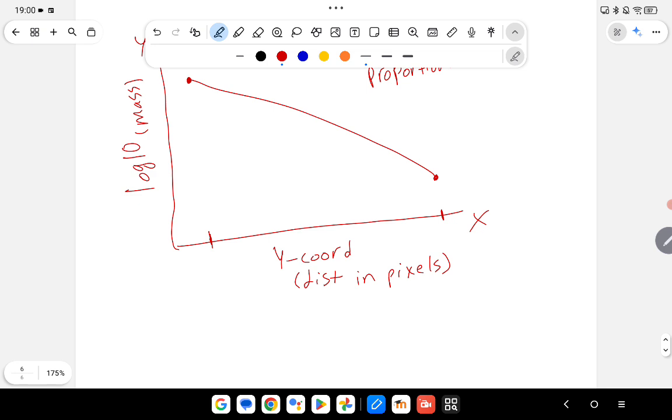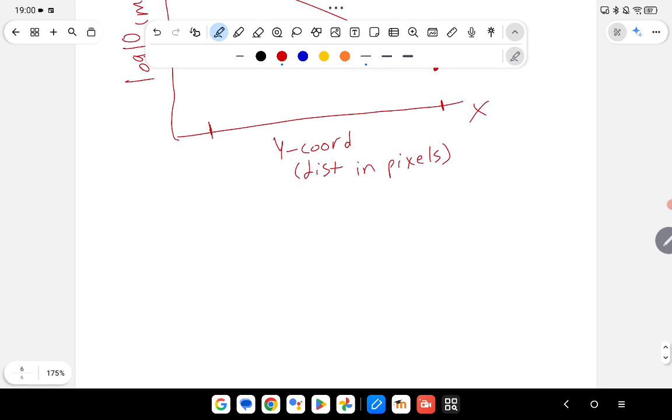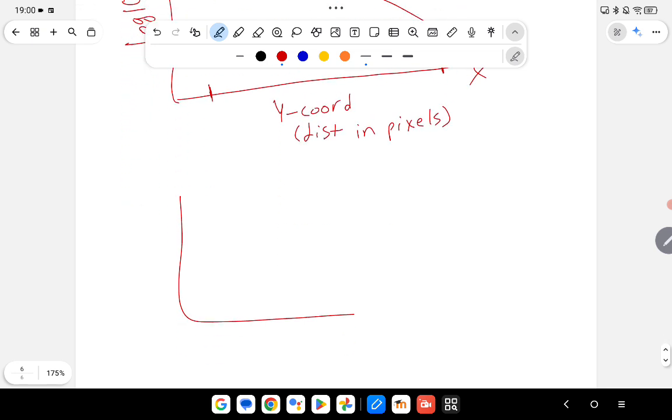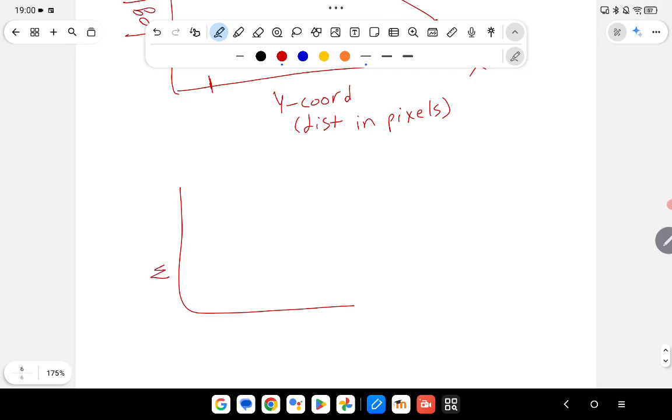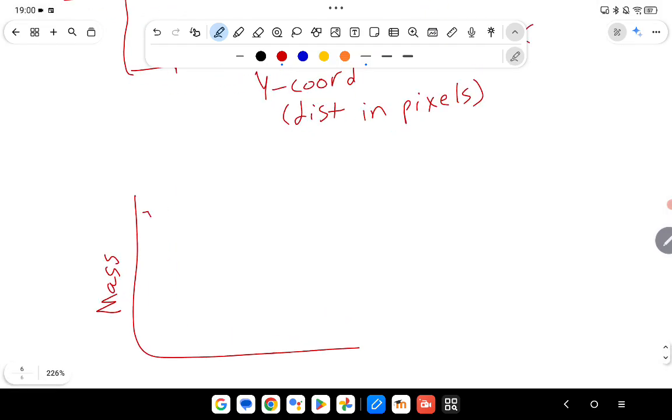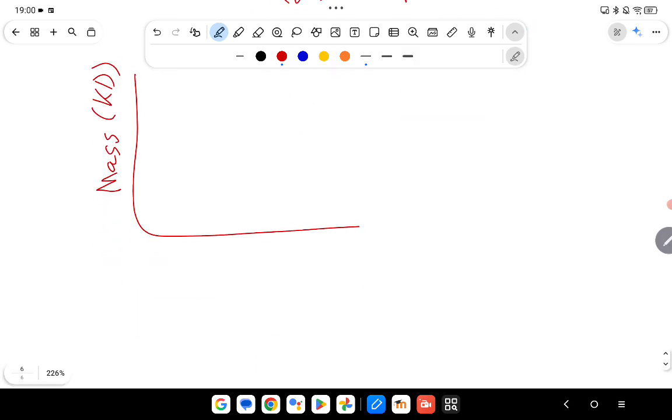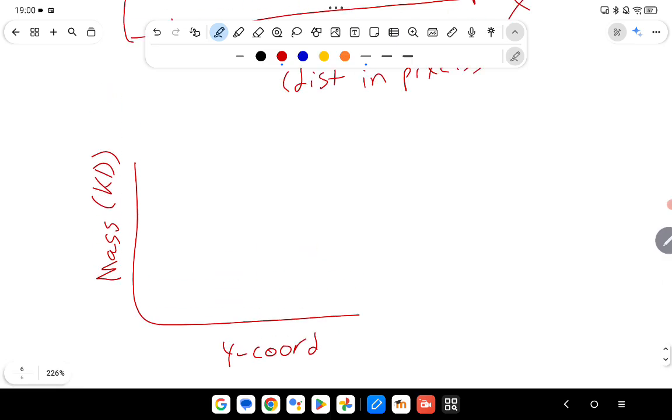And the reason we took log 10 mass instead of just raw mass here is because if we did the regular mass, in kilodaltons, and then here was our y coordinate, the relationship would look something like this, where it's not really linear. Because of this, we wouldn't have been able to get a slope formula, y equals mx plus b.